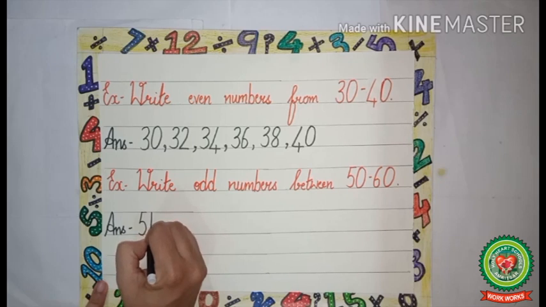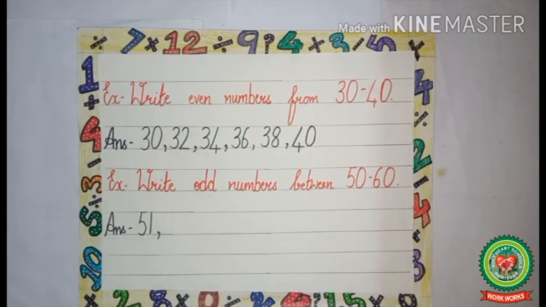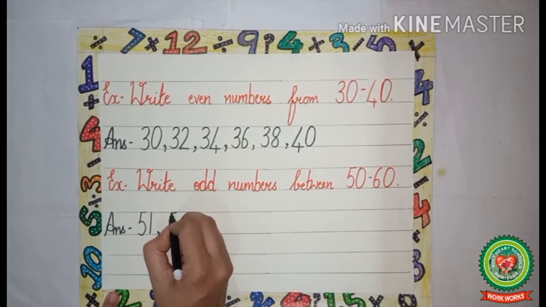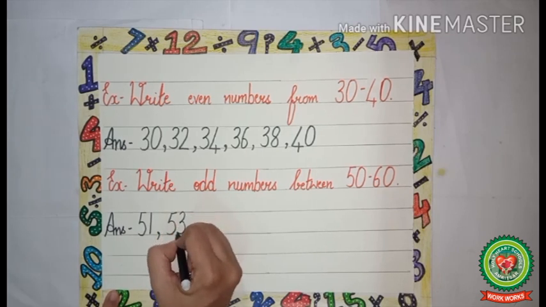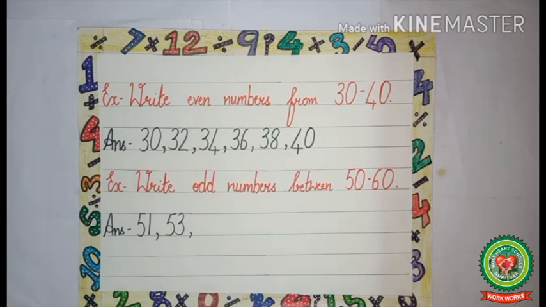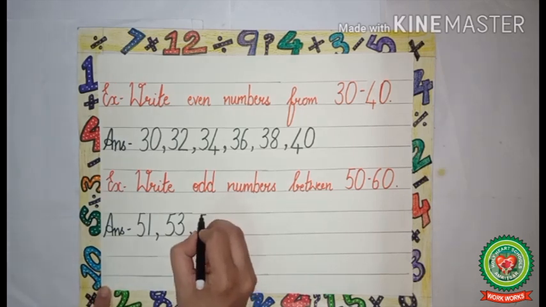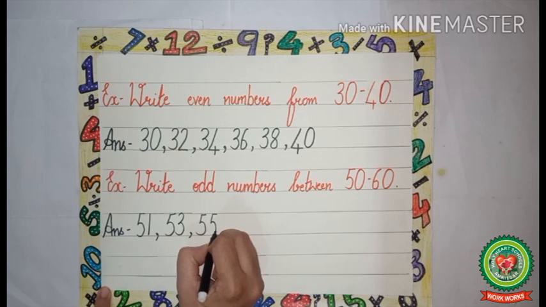After 51, 52. 2 comes in the table of 2. So it is an even number. After 52, 53. 3 does not come in the table of 2. So it is an odd number and we will write 53 here. Now what comes after 53? 54. 4 comes in the table of 2, so it is an even number. After 54, 55. 5 does not come, so it is an odd number and we will write 55.